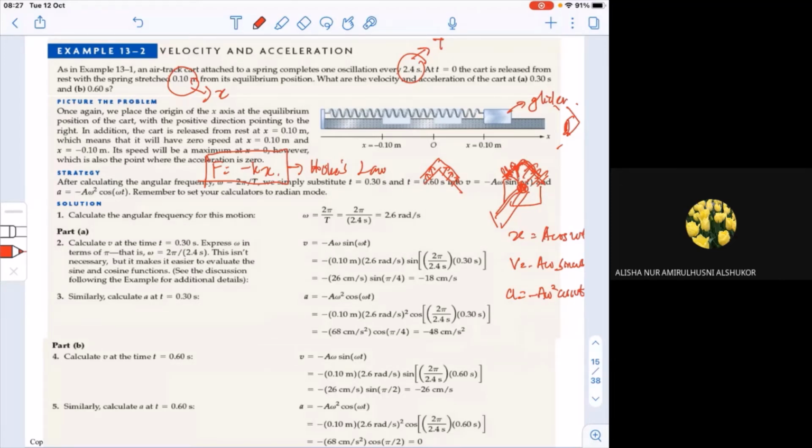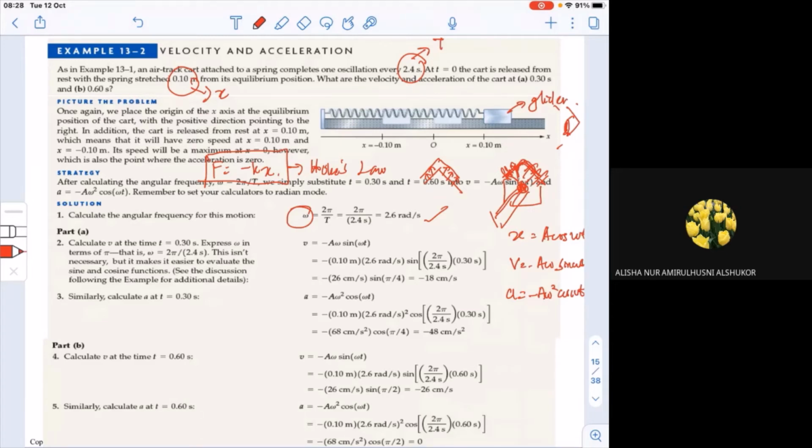So what is omega in this part? It's calculated here, 2.6 radian per second. Look at the unit, 2.6 radian per second, because it is omega. In the previous chapter, omega is called angular velocity or angular speed. But in this chapter, we know omega as the angular frequency. So omega is 2 pi over T, 2 pi over 2.4, and you can calculate and get 2.6 radian per second.